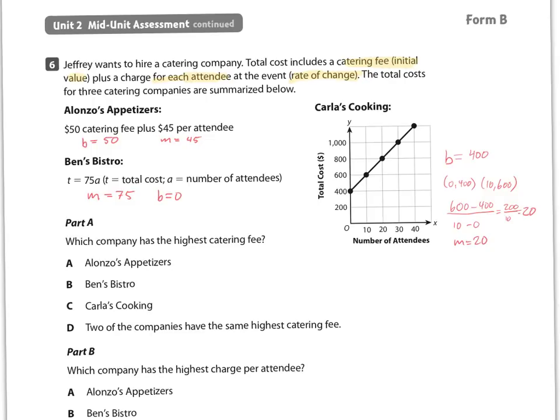So now, using that information, we're going to be comparing. It says, A, which company has the highest catering fee? So that's going to be your B. We're going to be paying attention to B and see which one is the highest. So this is 50, this is 0, this is 400. So pretty straightforward. That's going to be Carla. Now, make sure that you show the work, because this question is going to be very tricky. If there's no work, you won't get credit.